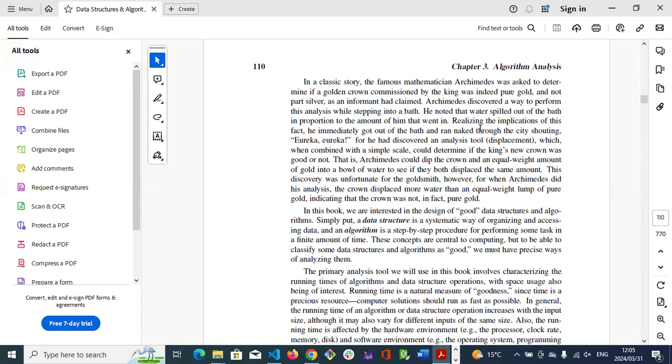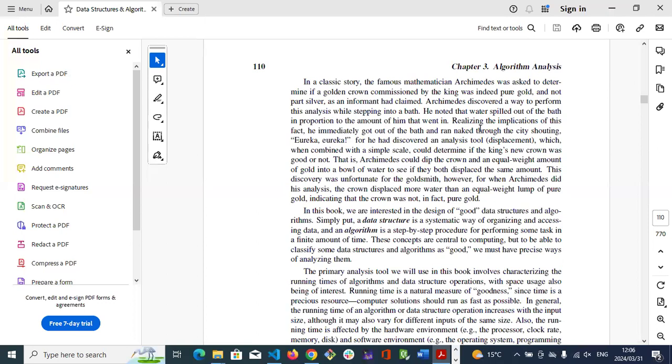Realizing the implication of this fact, he immediately got out of the bath and ran naked throughout the city, shouting, "Eureka, Eureka," meaning "I found it," for he had discovered an analysis tool, which is displacement, which when combined with a simple scale could determine if the king's new crown was good or not, fake or real. That is, Archimedes could dip the crown and an equally weighted amount of gold into a bowl of water to see if both displace the same amount.